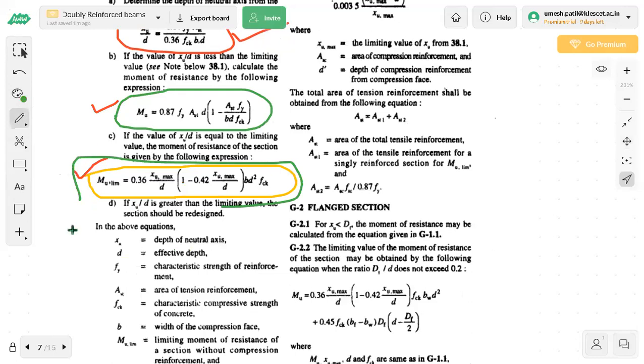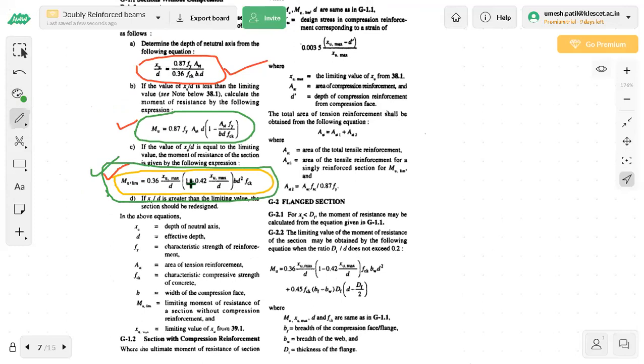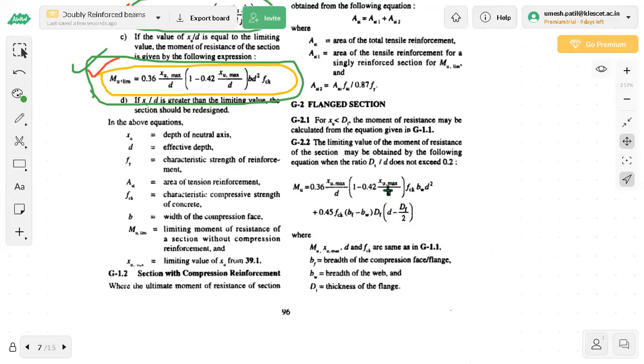If the section is balanced, which I have not given in any problem, out of 6 problems, not even a single problem is balanced. If the section is balanced, you can use any one of these two, this or this. Anyone will give the same answer because XU will be equal to XU limit only. You can use any formula there. So let us come back to doubly reinforced section here.